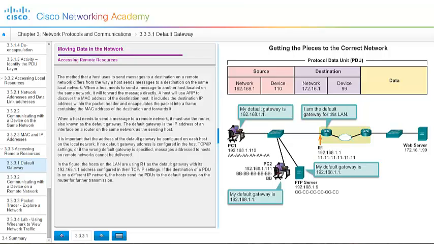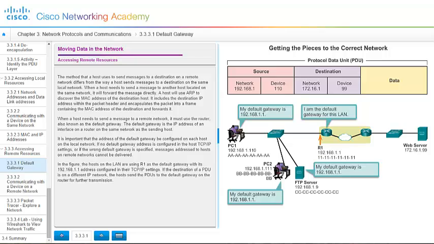It's important that the address of the default gateway be configured on each host of the local network, and if there is no default gateway address configured in the host TCP/IP settings, or the wrong default gateway is specified, messages addressed to hosts on remote networks can't be delivered.